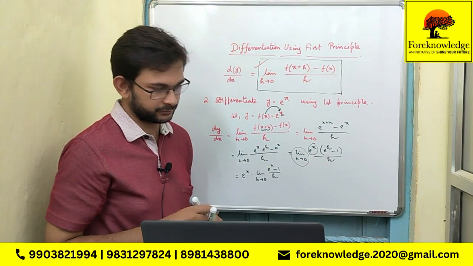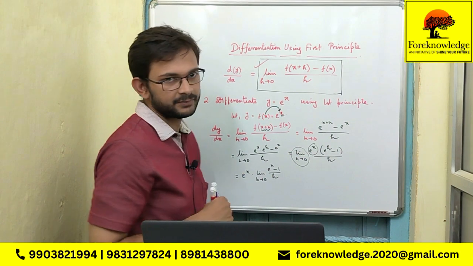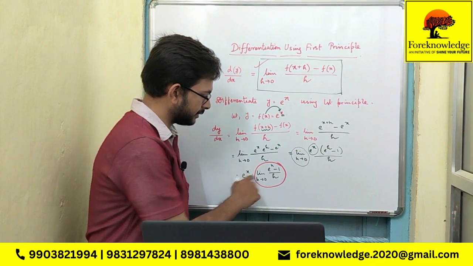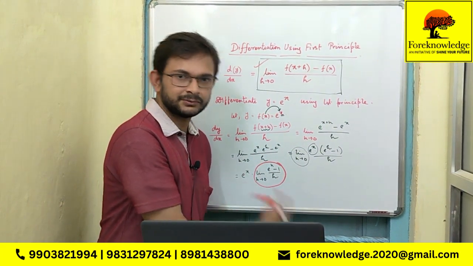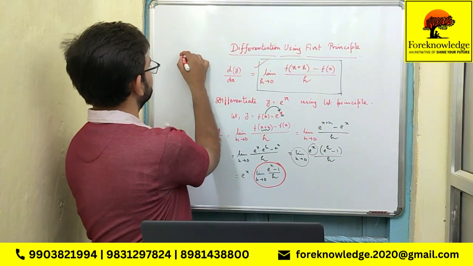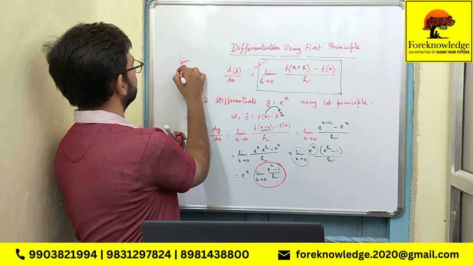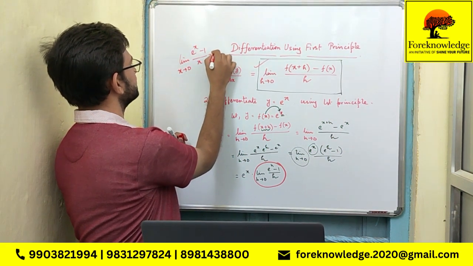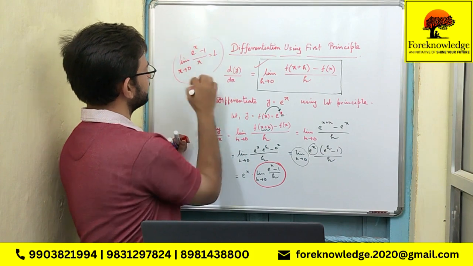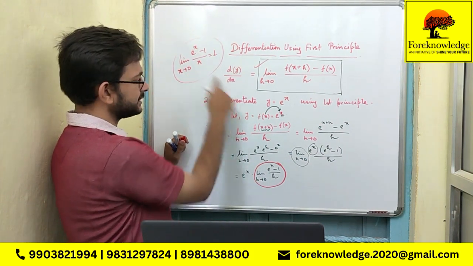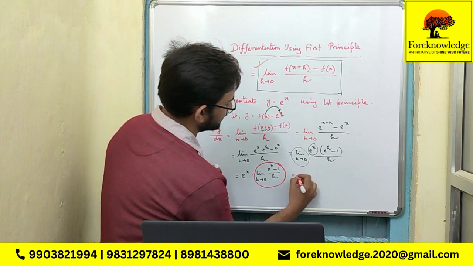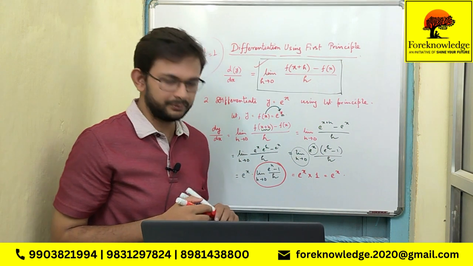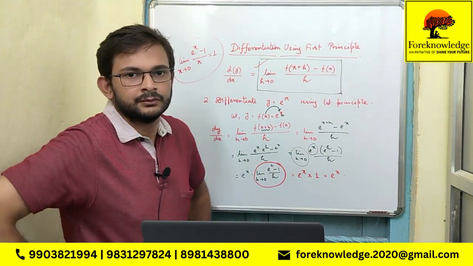This is what we have got. Now, this is a very famous limit. This is a formula: limit x tends to 0, (e to the power x minus 1) by x is equal to 1. This thing is being replicated here. So basically e to the power x into 1, which is nothing but e to the power x. Got it?